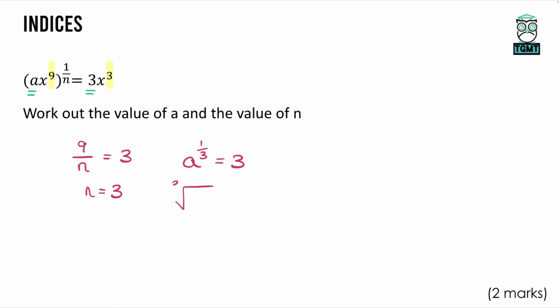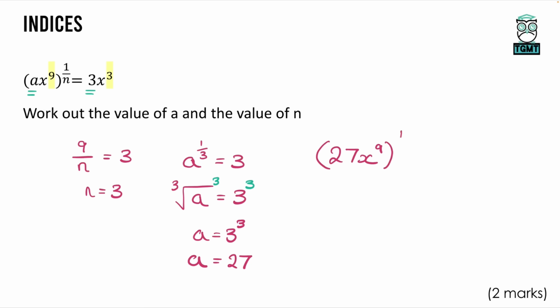Well, to reverse that, if we write it as the cube root of a is equal to 3, well, we would have to cube both sides to get rid of that cube root. So a would be equal to 3 cubed, and 3 cubed is equal to 27. So a must be equal to 27. Now, if you're not 100% sure, of course, you've got to know these power rules very well, your laws of indices, but now we would have 27x to the power of 9, all to the power of 1/3.